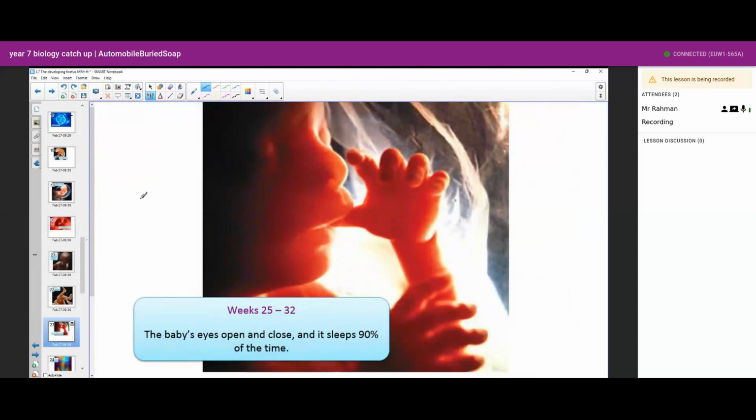Okay, and then weeks 25 to 32, the baby's eyes open and close. It sleeps 90% of the time. So in this stage, 90% of the time, the fetus is asleep. You can actually see it sucking its thumb in this picture.